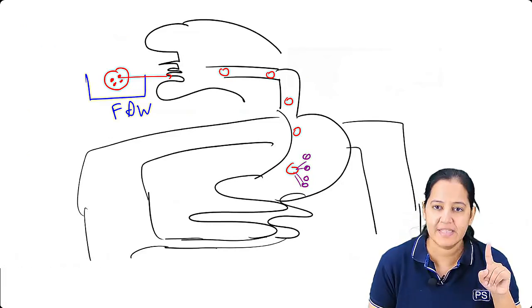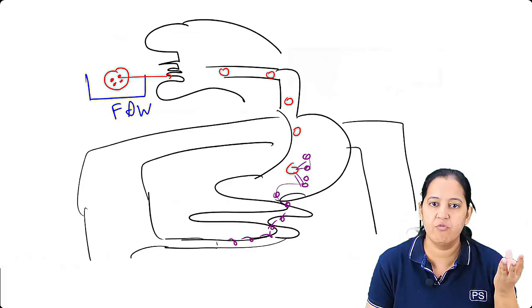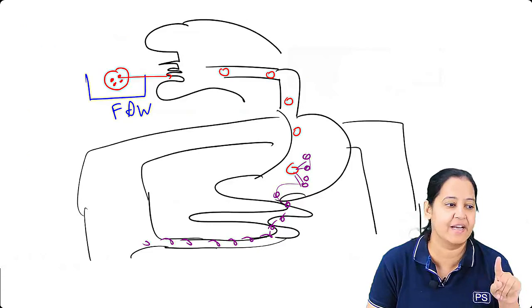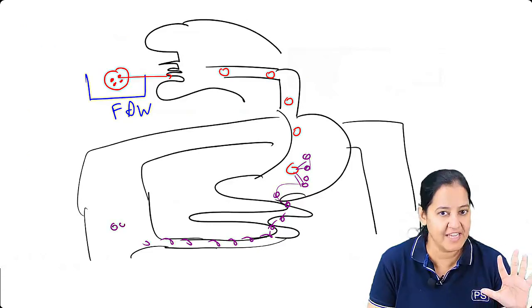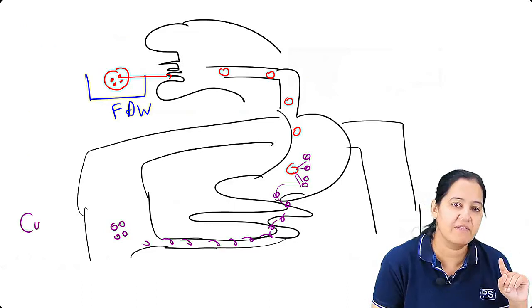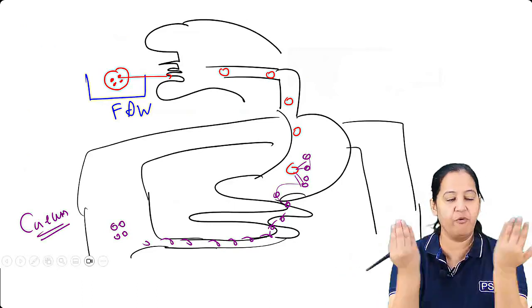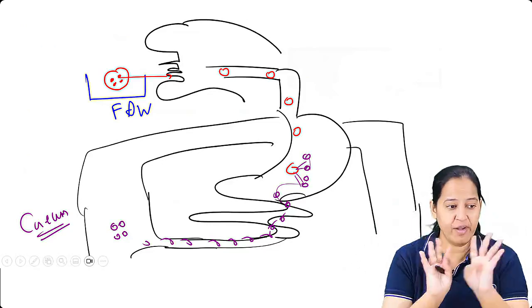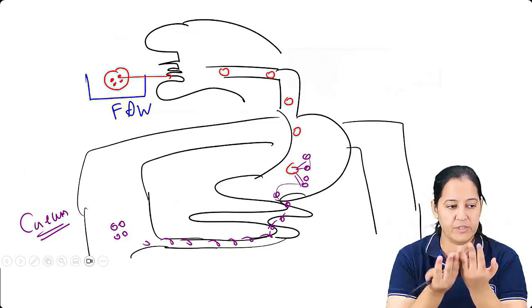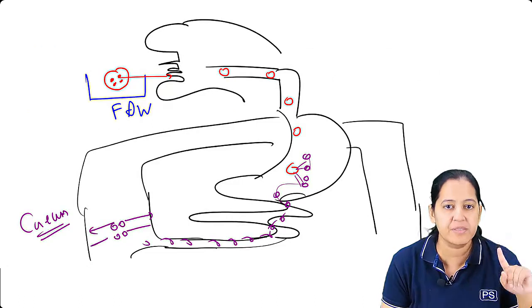These trophozoites will move further. The cyst has now converted. The trophozoites will move, and they will go to the cecum. In the cecum, they will stop. Learn the word cecum. Now in the cecum, they will invade. The intestine has 4 layers: mucosa, submucosa, muscularis propria, and serosa. So they will invade the wall and produce ulcers.